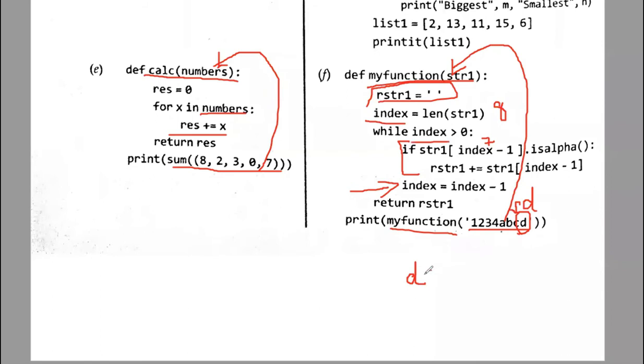C will be taken into account. C is also an alphabet. B is also an alphabet. A is also an alphabet. And when it is coming to 4, it is not an alphabet, so it is not going to come to this if condition. It will just decrement index by 1 and go on checking, because these are numbers, nothing will get stored in rstr1. So what is the result of rstr1 which is getting returned? It is nothing but DCBA.